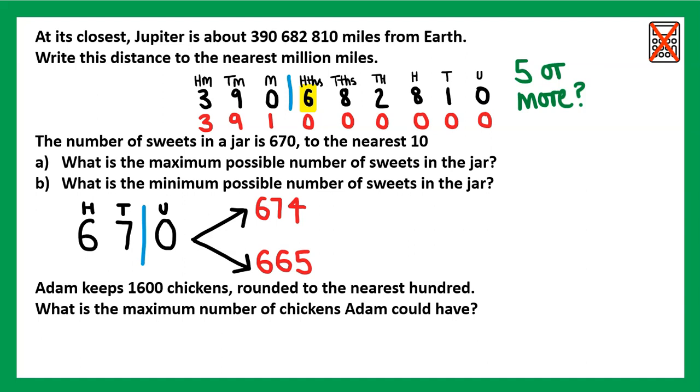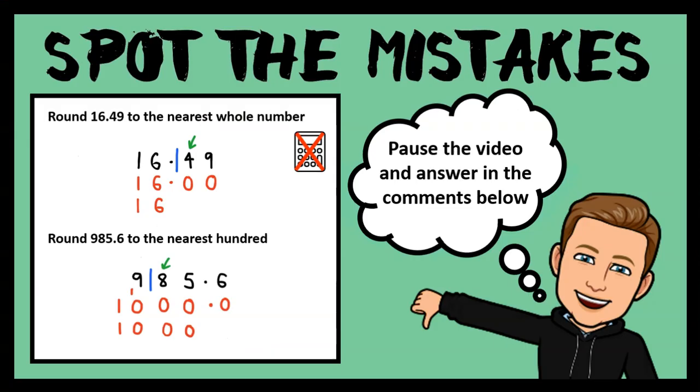Lastly, Adam keeps 1,600 chickens rounded to the nearest 100. What's the maximum number of chickens Adam could have? Rounded to the nearest 100, my rounding line would go after the 6 in the hundreds column. And using something similar to what we did above, for this to be rounded down, we would need the next number to be less than 5. So the maximum could be 4. And since we want the largest number in our units column, we will want to put the largest number possible, which would be 9. So 1,649.